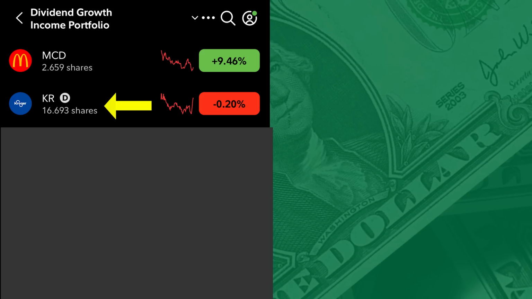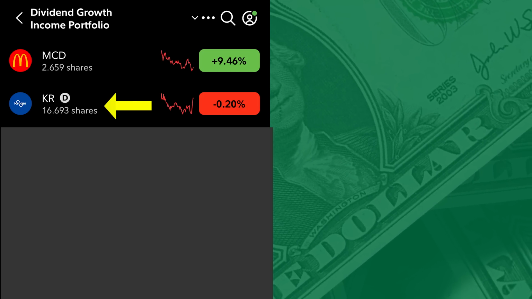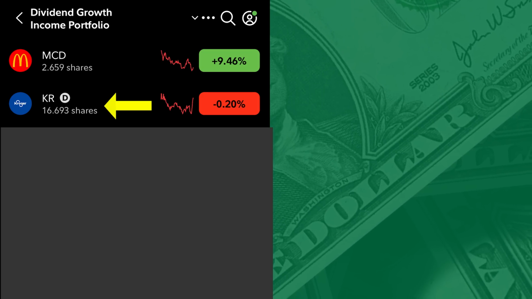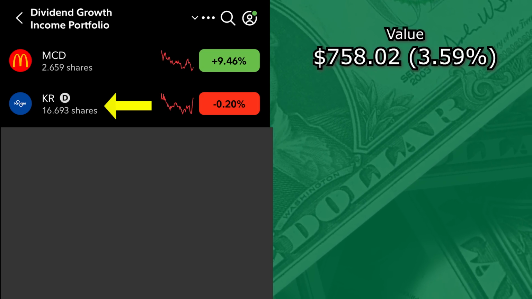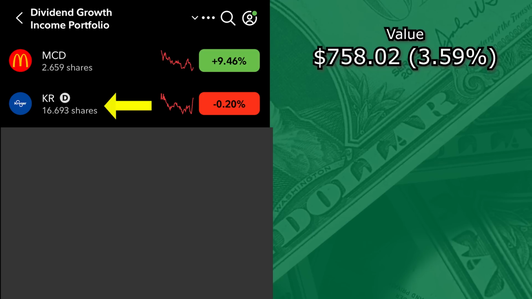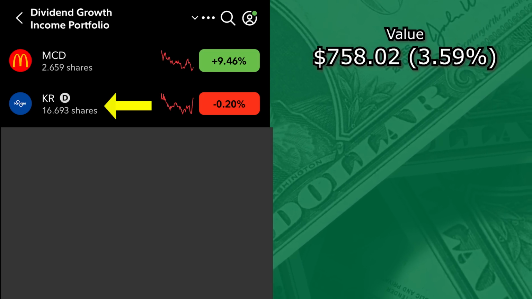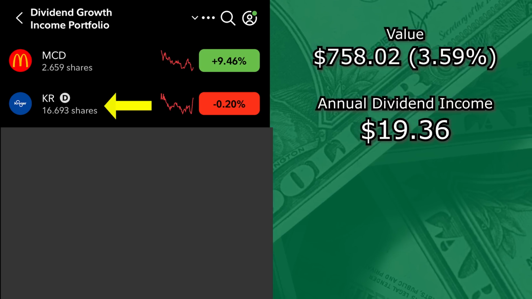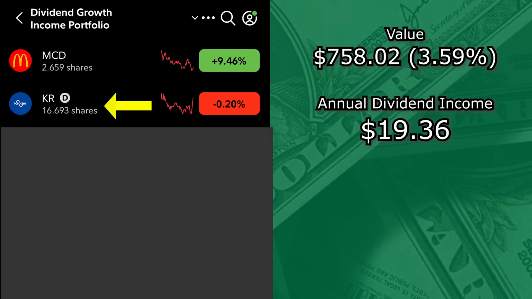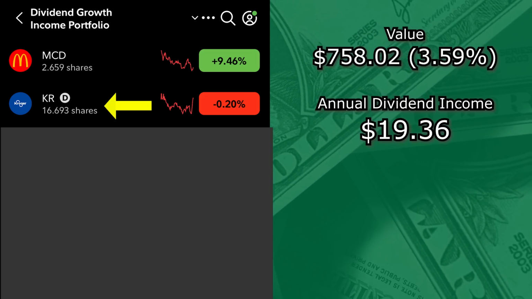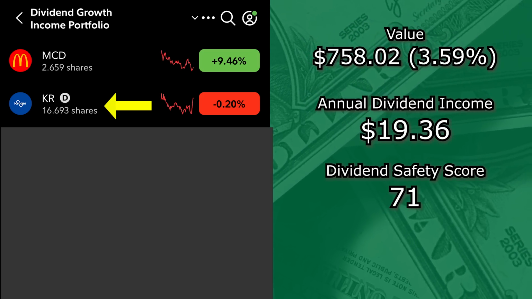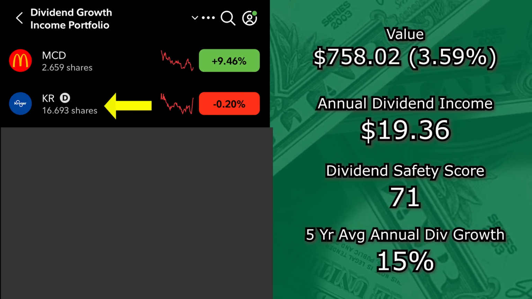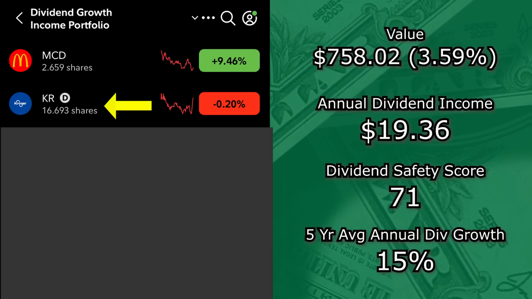Okay, next in the portfolio is the Kroger Company, ticker KR. This is a massive grocery store retailer. I have 16.693 shares of Kroger, valued at $758.02. It makes up 3.59% of the portfolio. Performance-wise, this investment is about flat, down 0.21%, and it pays me about $19.36 in dividends annually. Shares are yielding 2.55%. Kroger has a Simply Safe Dividend Safety Score of 71, and a 5-year average annual dividend growth rate of 15%. Their latest raise back in June of 2023 was at 12%.